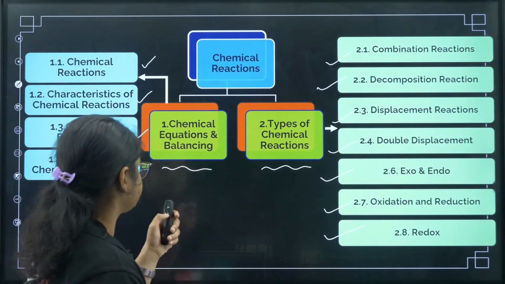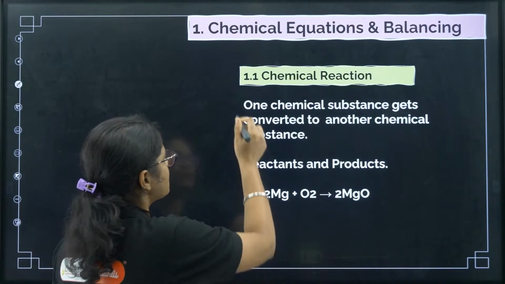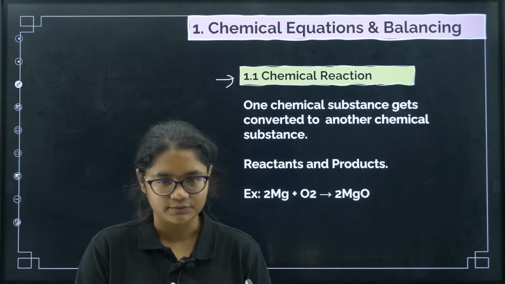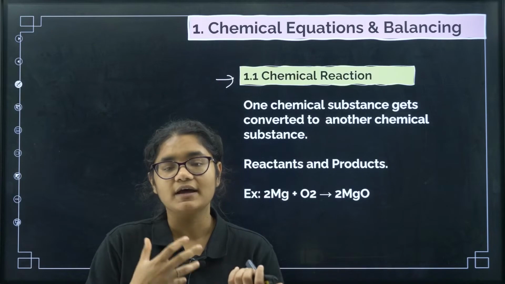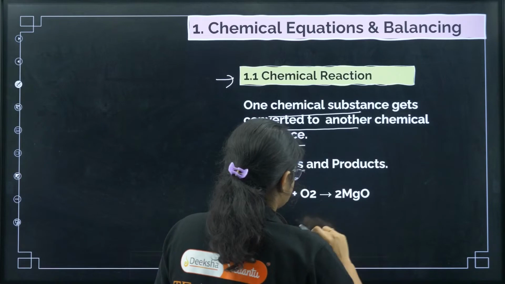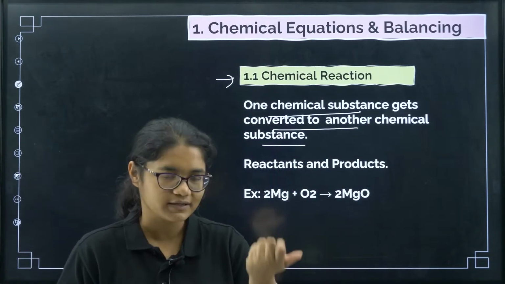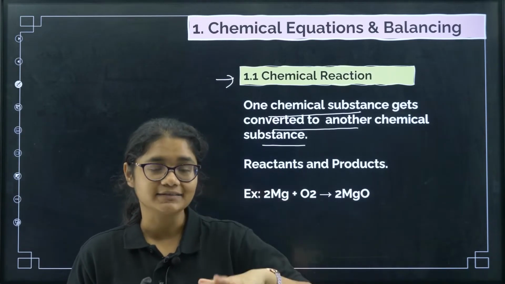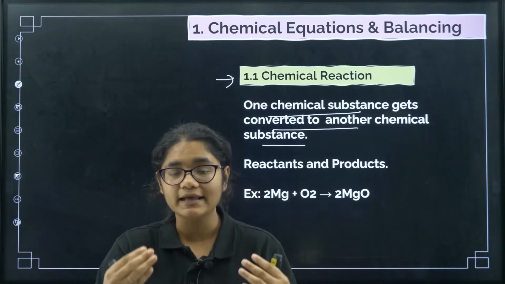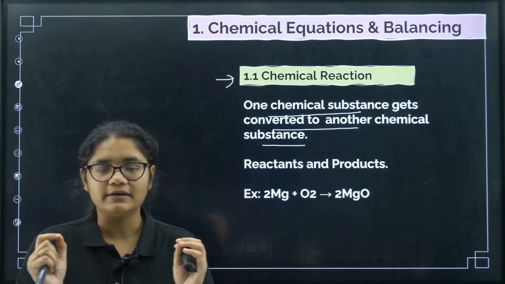So now coming to the first thing, that is chemical equations and balancing. What is a chemical reaction? It is a very simple thing. Any chemical substance, when it undergoes a reaction, gets converted to another chemical substance. This process is called a chemical reaction. When a chemical substance gets converted to another chemical substance, it means a new chemical substance is formed, having completely different properties. These types of processes are called chemical reactions.